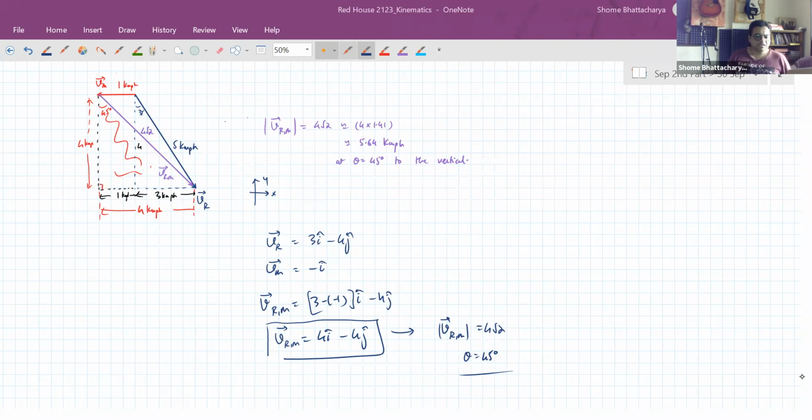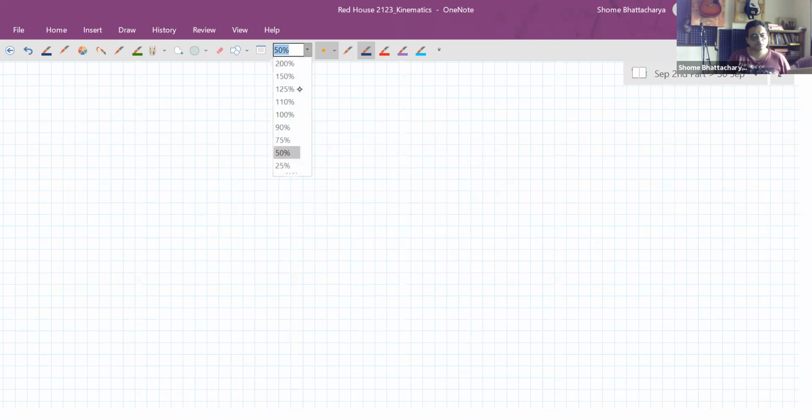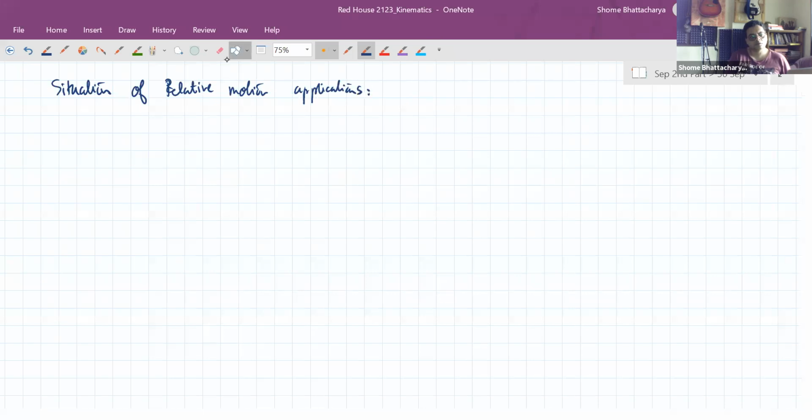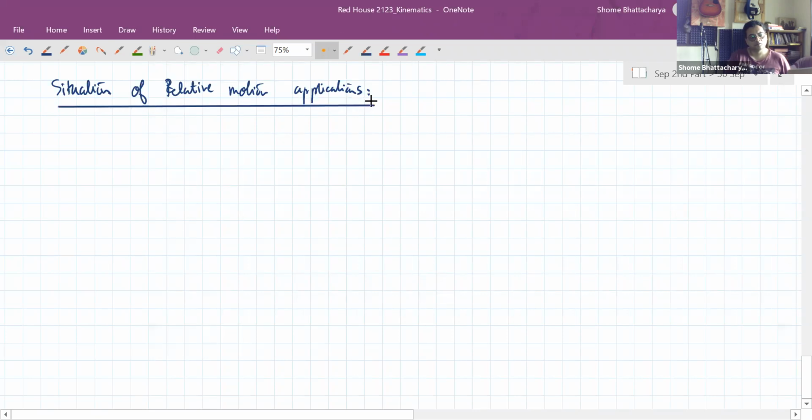Okay. Now, next we look at another scenario of relative motion. Another situation. A swimmer or a motorboat moving in flowing water.